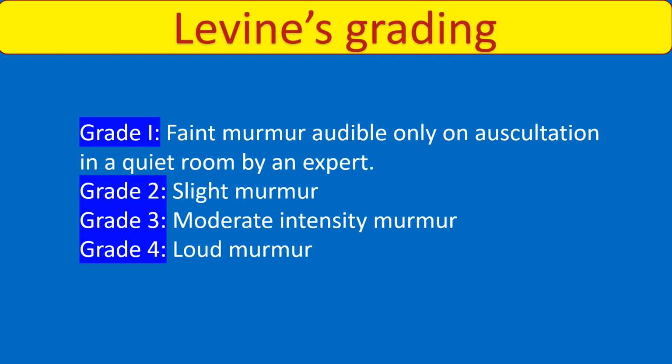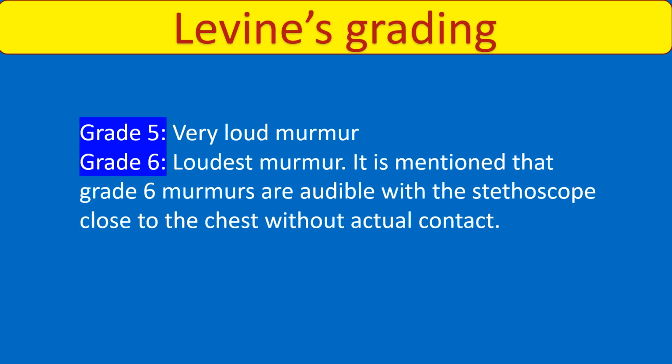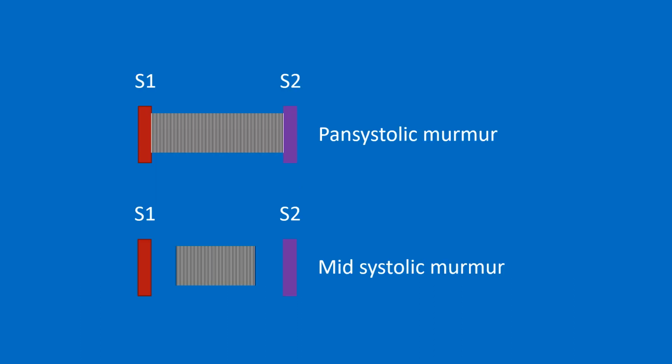Grade 4, loud murmur. Grade 5, very loud murmur. Grade 6, loudest murmur. It is mentioned that grade 6 murmurs are audible with stethoscope close to the chest without actual contact. A murmur which extends throughout the systole is called pansystolic murmur, also known as hollow systolic murmur. Important pansystolic murmurs are those due to mitral and tricuspid regurgitation and that of a ventricular septal defect.